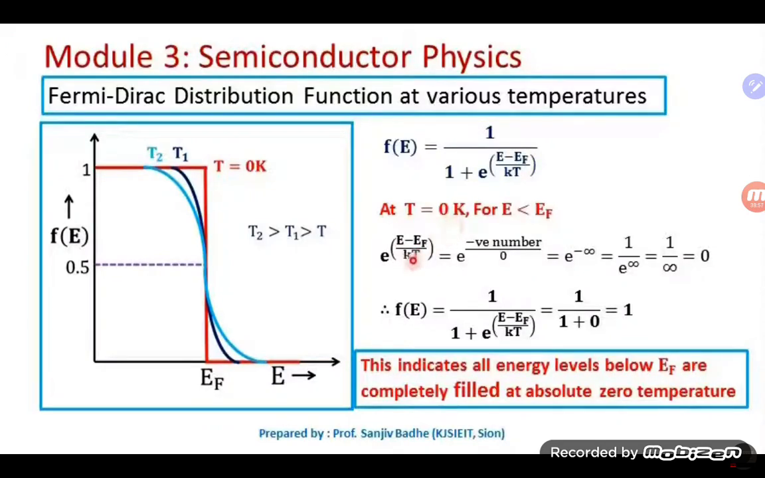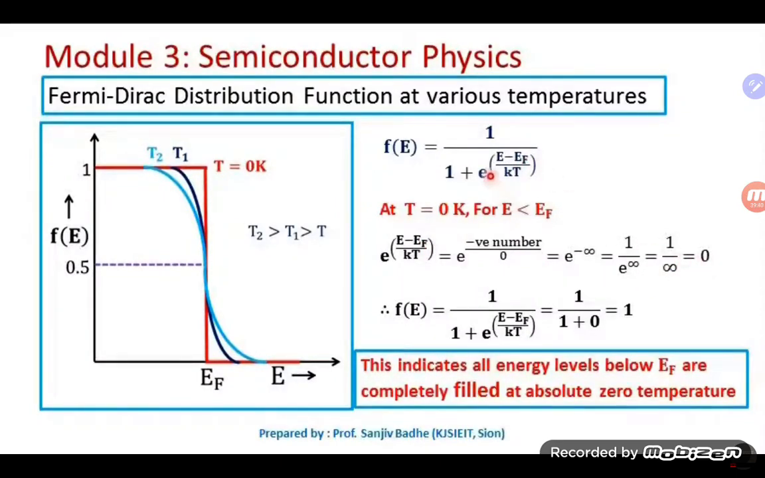So at T equal to 0 degrees Kelvin, we can write e raised to E minus EF upon KT as e raised to some negative number upon 0. Because E is less than EF, E minus EF will result in some negative number, and T is equal to 0. This negative number upon 0 will result in negative infinity. So e raised to minus infinity is 1 upon e raised to infinity, that is 1 upon infinity, which is 0. So for E less than EF, e raised to E minus EF upon KT turns out to be 0.